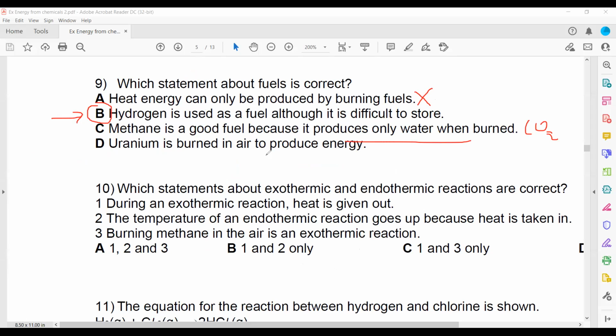Uranium is burned in air? Uranium is not burned in air. There is a nuclear reaction, nuclear fission, which produces heat energy from the breakdown of the uranium nucleus. So it's not a burning reaction. That's why for question 9, B is the right answer. Is it clear?